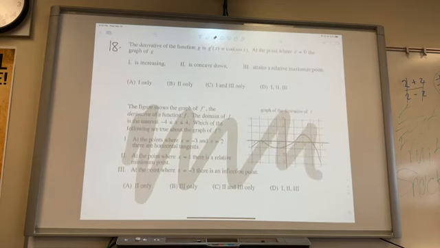Guys, I kept this question on here because I thought it was interesting because it was cosine of sine.